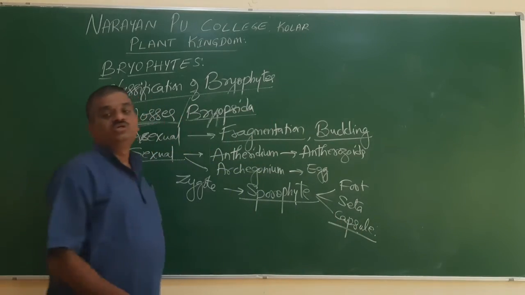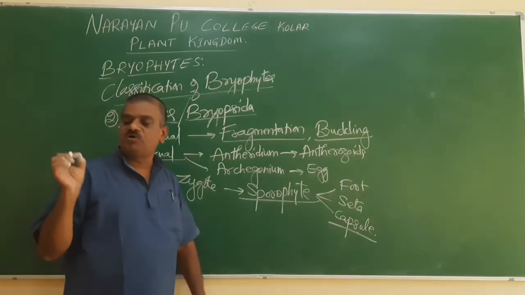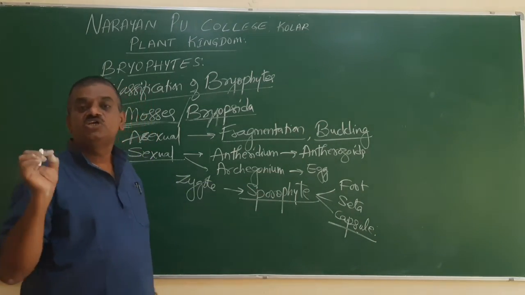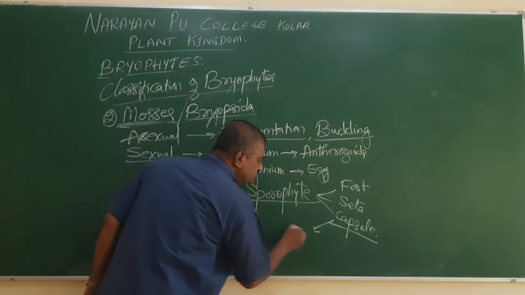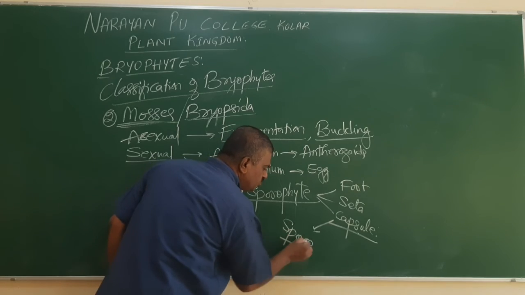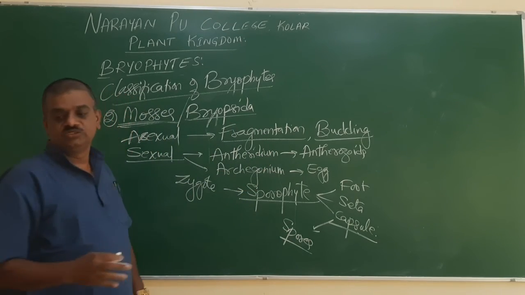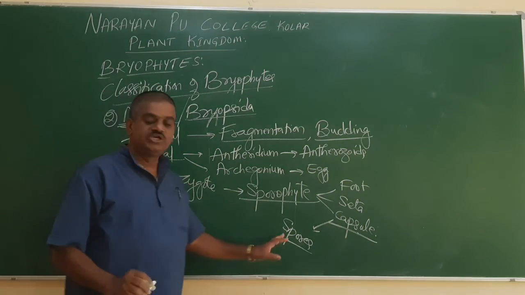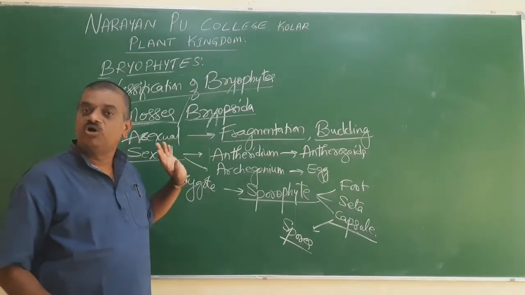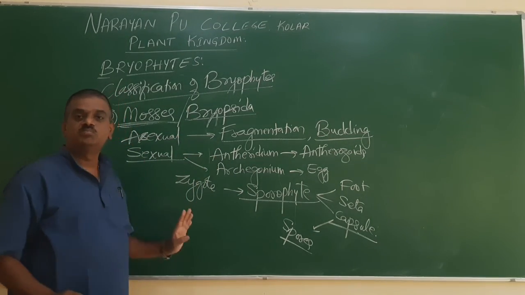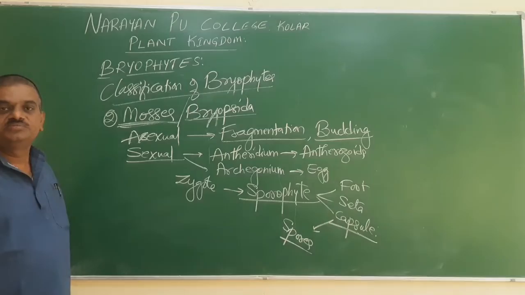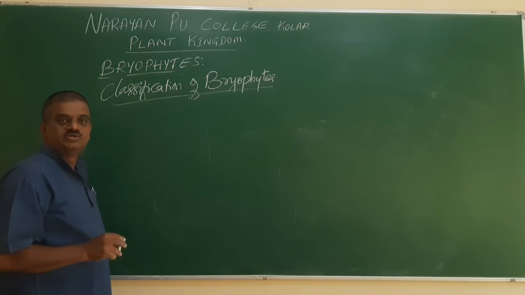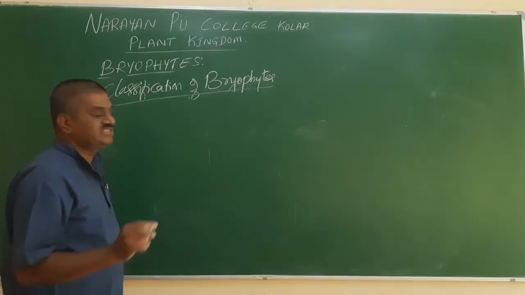The capsule undergoes meiosis type of division, and they produce spores. The capsule produces spores, and these spores are released and fall on a suitable place to give rise to a new plant body. So this is about mosses. Now we go for examples of mosses.